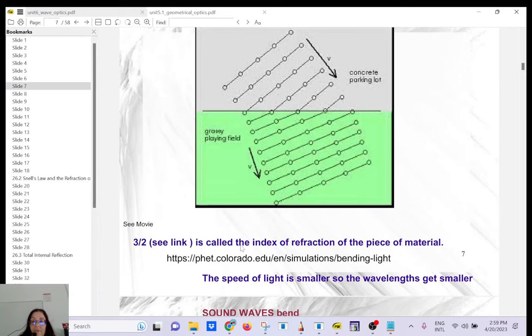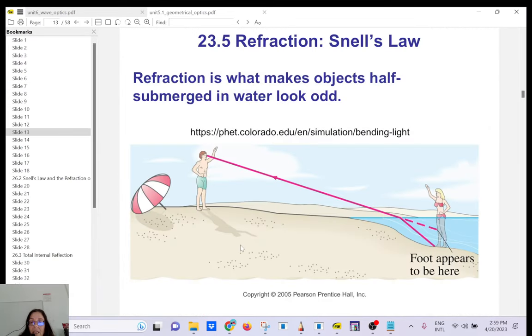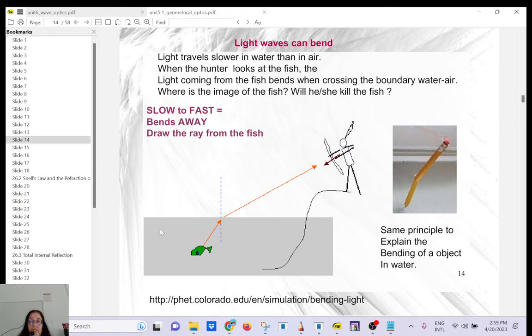Okay, so I have the picture of your fish. Look at that. You have the fish, right? So you have the light from the fish. Some light of the fish will go in this direction. You will have no problem if you look at the fish from above. But look at the light coming from the fish here. It's going to be refracted. It goes from slow to fast.